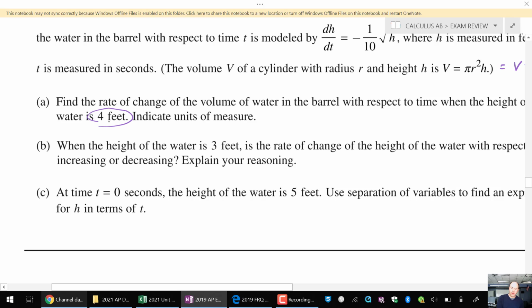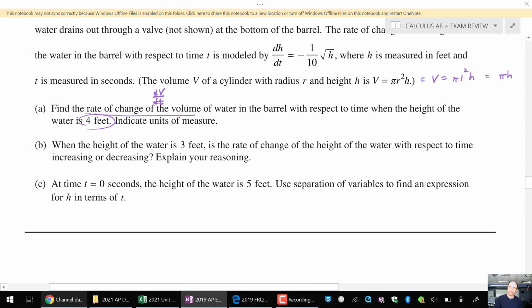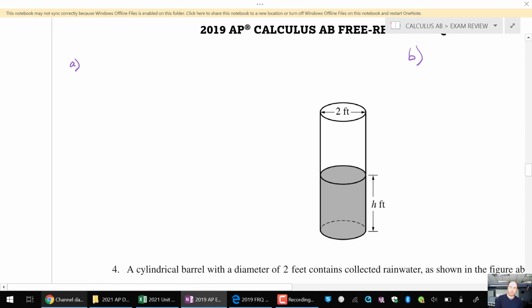When the height of the water is exactly 4 feet, it says to find the rate of change of the volume. And by the way, rate of change of the volume, let's call that dV/dt. It might be good to annotate your FRQs and underline, make notes, circle units, and just kind of write down quick little helpful tools to yourself, just keys to help you think about what we're trying to answer in the question. So let's find dV/dt. I'll work out the rest of part A up here in the corner.